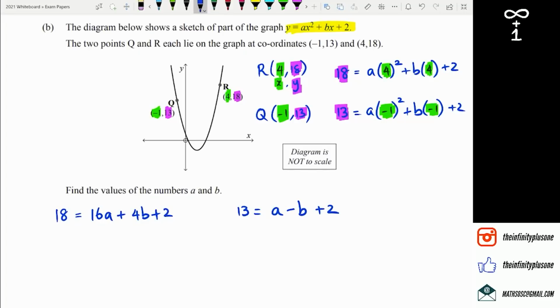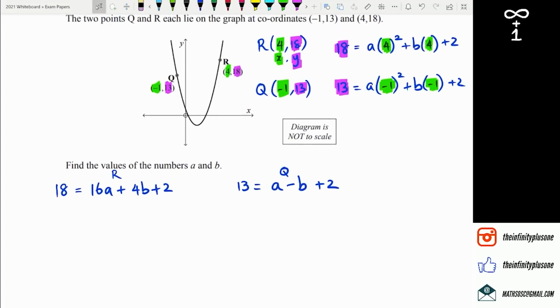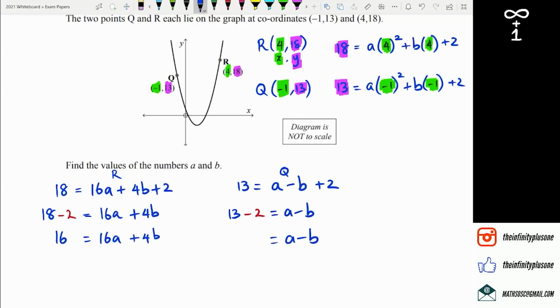So I'm going to rearrange my equations right now. Once again, remember that this is for r and this is for q. What I'm going to do is take that 2 to the left-hand side. It becomes 18 minus 2, and 18 minus 2 is 16, equal to 16a plus 4b. Simplifying this, I get 16 is equal to 16a plus 4b. And as for this q here, I've got 13, and I'm going to take away 2. That's going to give me a minus b, so a minus b equals 11.